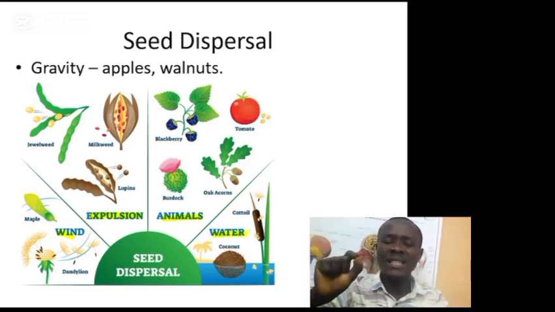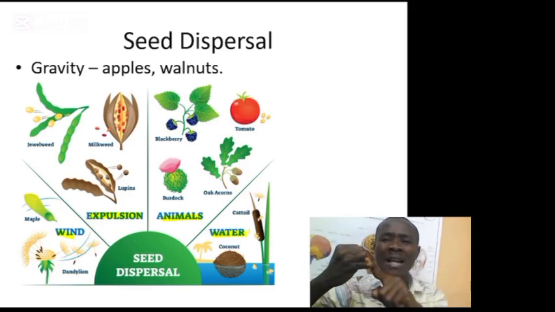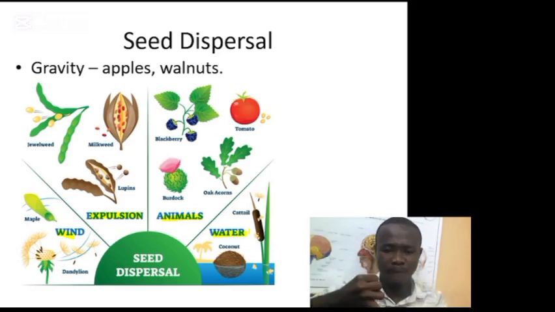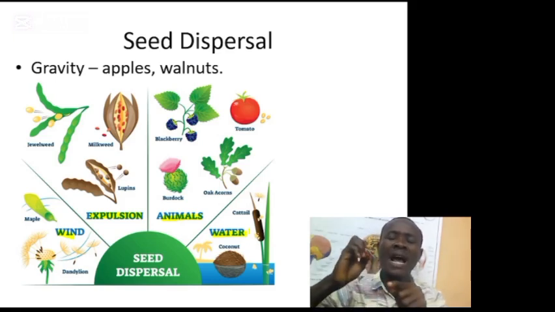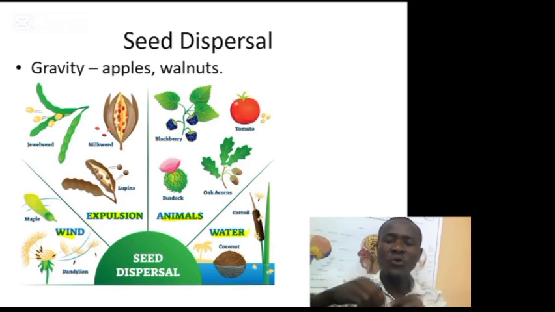Now for a seed or a fruit to be dispersed in water, one, it's supposed to have air spaces to make the fruit light. So one adaptation is air spaces to reduce its weight. Then two, it's supposed to be impermeable to water, or waterproof. It doesn't have to allow water to enter into it, because if water enters, it will add to its weight and it will sink, which will make dispersal by water very difficult.